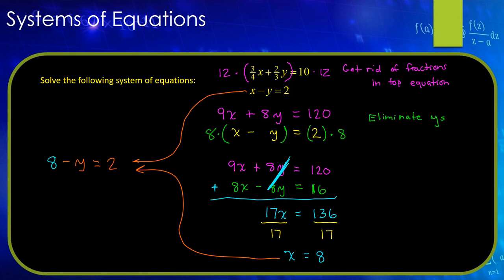And I get that 8 minus y equals 2, which I can show the manipulation, but this is one of those basic equations where most students can figure out, well, 8 minus what equals 2? Well, y has to be 6. So the solution is (8, 6). And that brings me to the end of the last question that you have to do for practice.